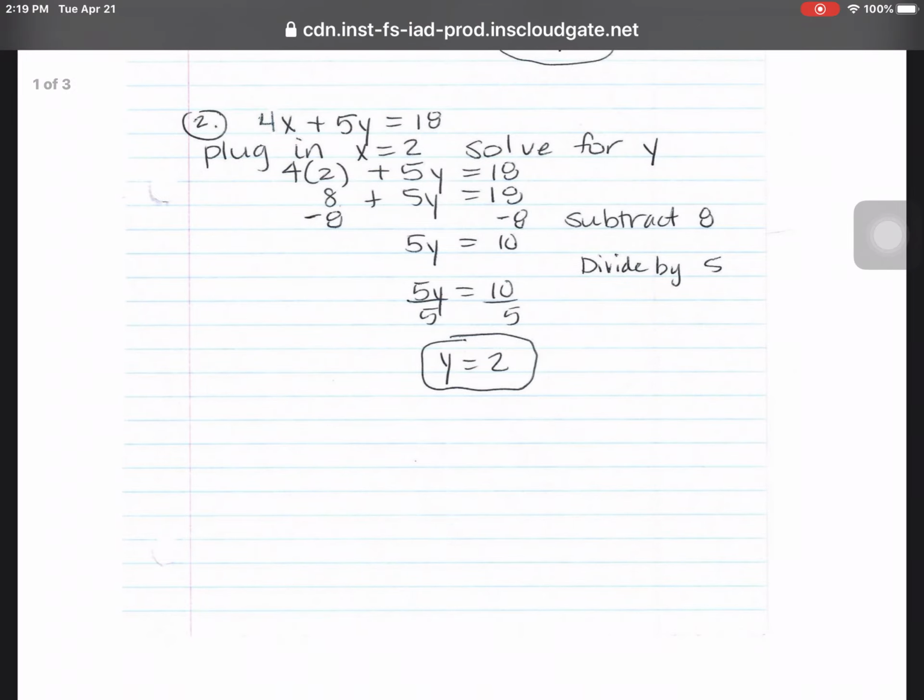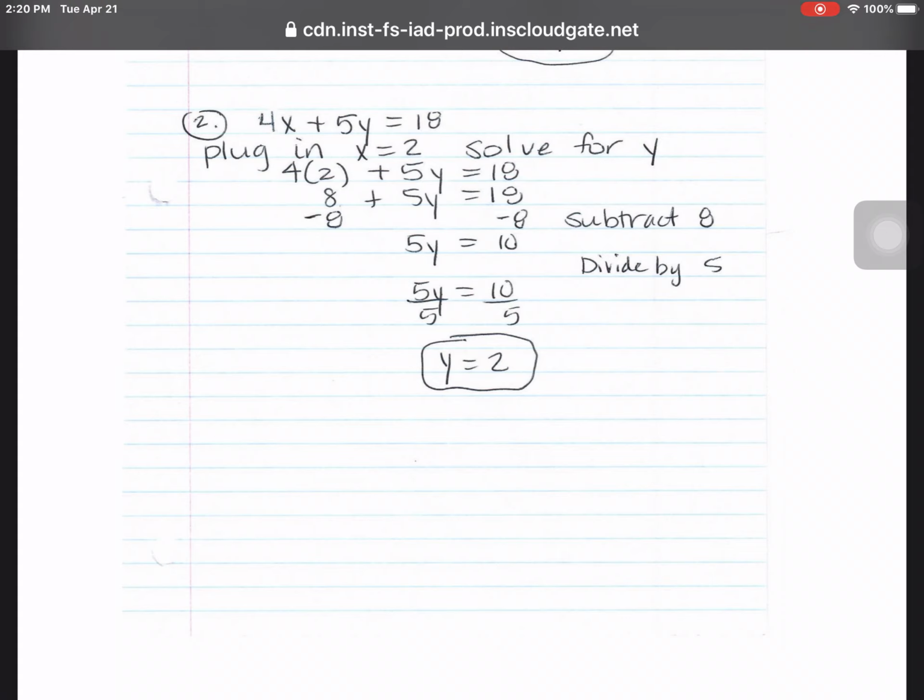Number 2, the directions say plug in x equals 2 and solve for y. So 4x means 4 times x, so replace that with 2. 4 times 2 is 8. We're trying to get y by itself. You always get the number that's by itself, just a plain number, get rid of it first. So subtract 8 on both sides of the equal.